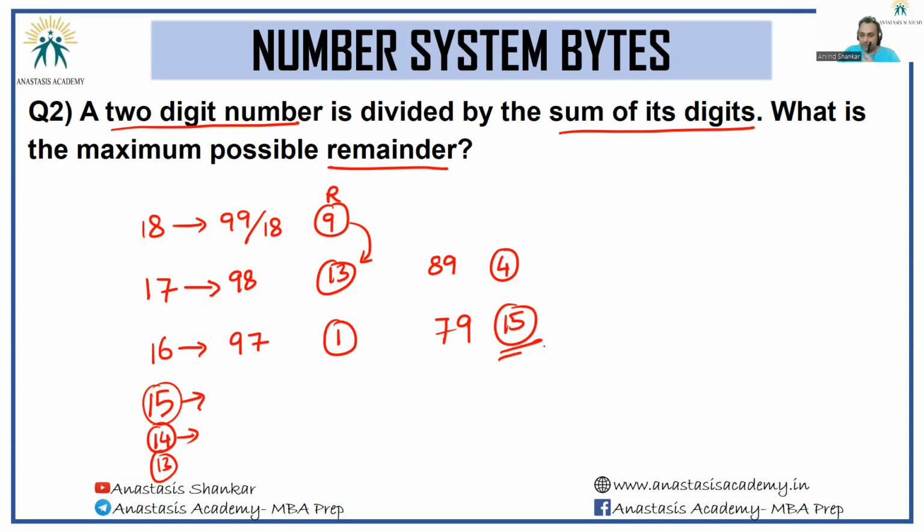Can I get a remainder which is greater than 15? Not at all, not possible. So what is the maximum possible remainder? It is 15. For a lot of us, I hope, especially those of us who are reappearing for this paper or who are preparing for the exam, you would already know this question because this is fairly popular.